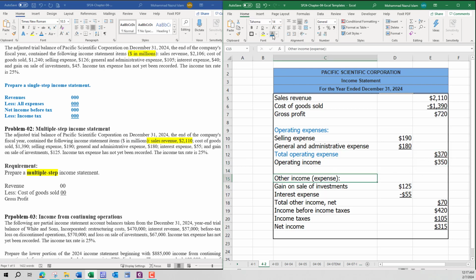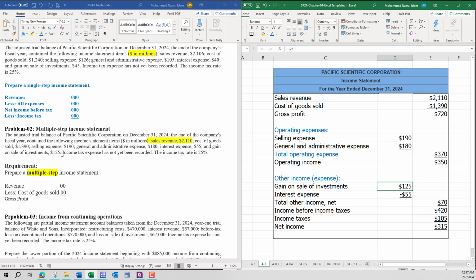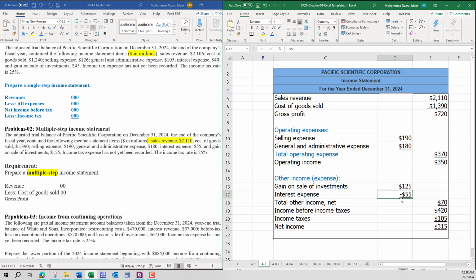And other income or expenses. Other income means they are not from the normal business operation. That is the gain on sale of investments, 125. And then interest expense is 55, so that is why it is minus. After using the sum function, the sum of these two would be positive because the positive number is higher than negative. And the total other income, net, means after subtracting the loss.